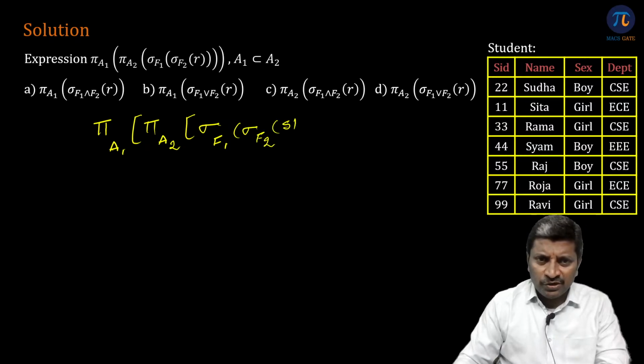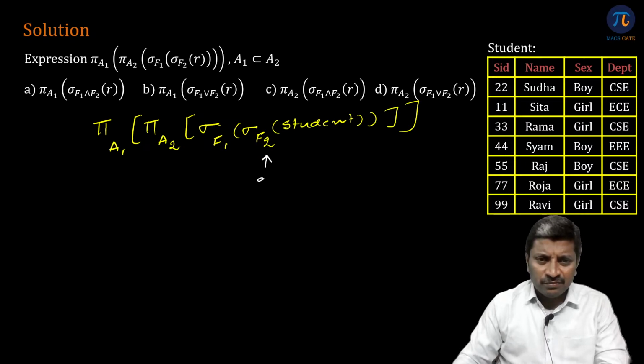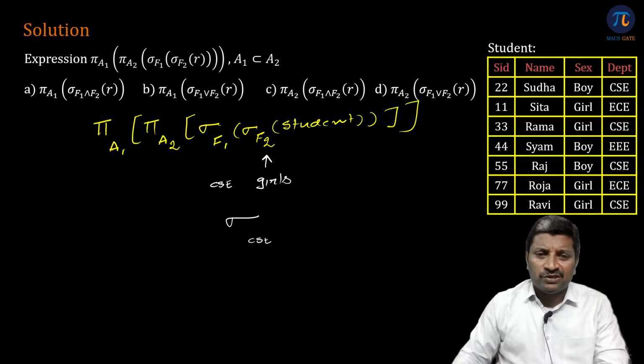F2 of student. Instead of R, let us have student. Sir, look, first I will ask the condition girls, then I will get all the girls. Then I will ask CSE department. Instead of this, I can specify CSE girls. That is what we have done.